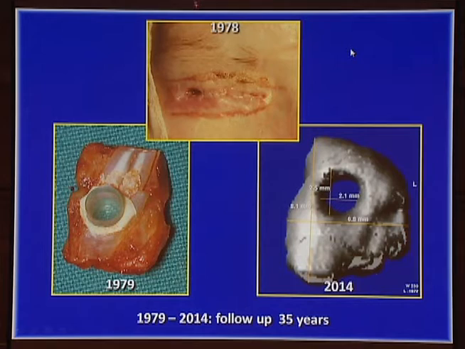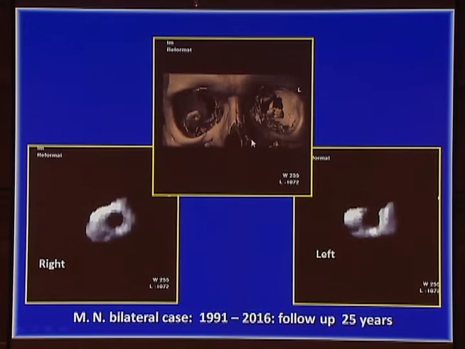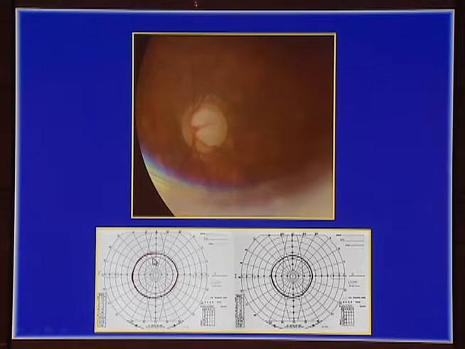This is another of our cases, a bilateral patient. We see the left lamina is mainly reabsorbed. The right one is okay. Follow-up is 25 years. And he had a normal working activity in the fashion factory of Valentino's. We can see the optic disc through the cylinder. And we can perform a visual field examination.